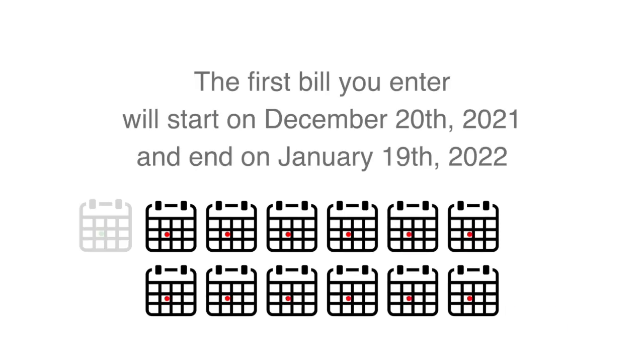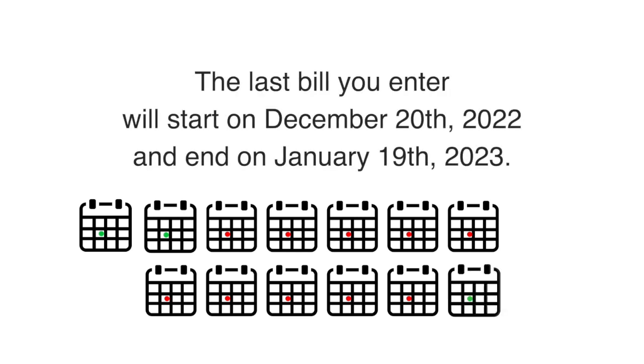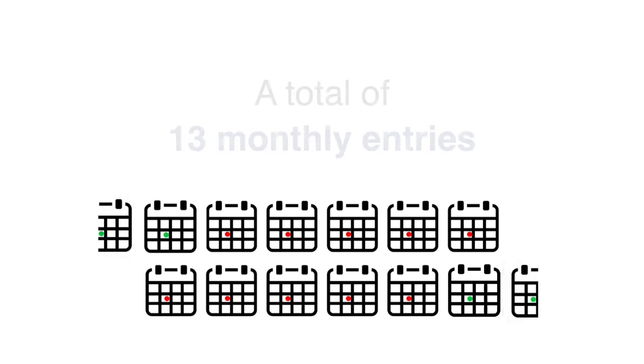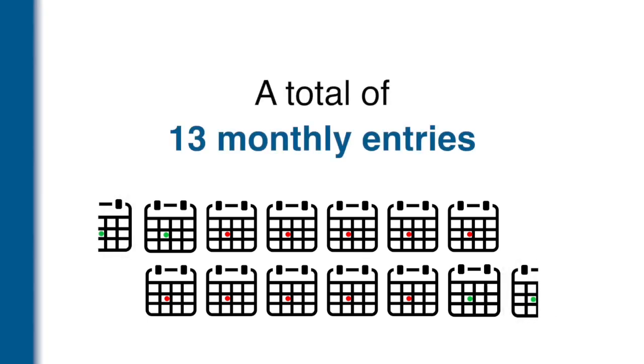For example, you need to report your energy consumption from January 1st, 2022 to December 31st, 2022, and your billing cycle starts on the 20th of every month. The first bill you enter will start on December 20th, 2021 and have an end date of January 19th, 2022. And the last bill you enter will start on December 20th, 2022 and end on January 19th, 2023. For a total of 13 monthly entries.